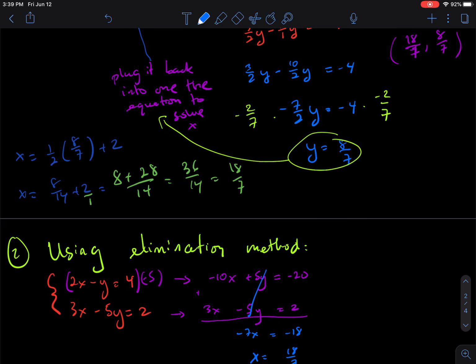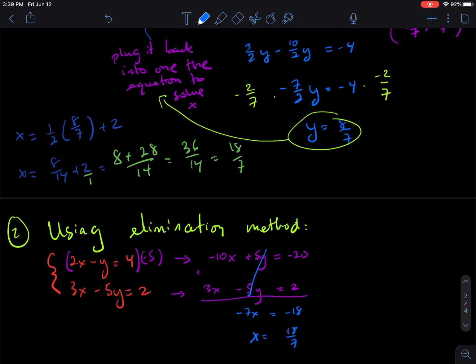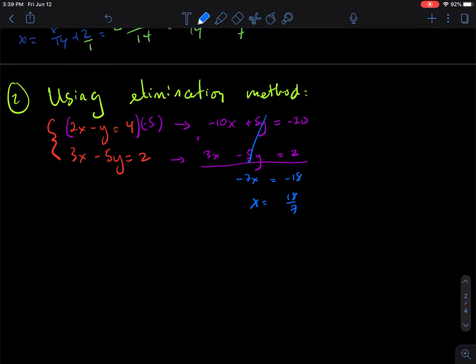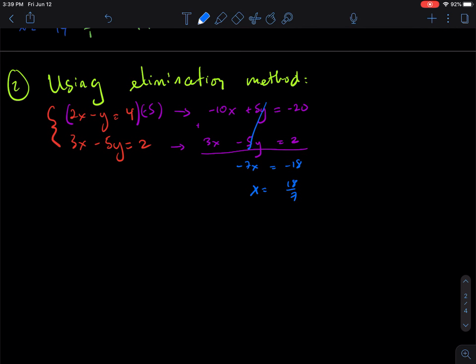And look up here. We did a bunch of math, a bunch of fractions to get 18 over 7. That was a lot of hard work. Here, not so much hard work. So the cool thing about elimination is you can keep doing that again, once you get the x coordinate or the y coordinate, whichever you start with. So I got my x coordinate. Now I want to solve for the y coordinate.